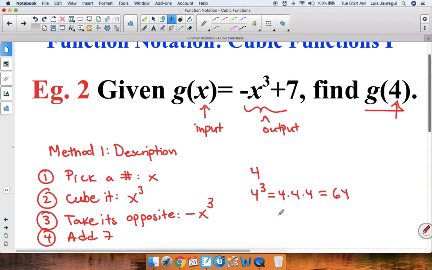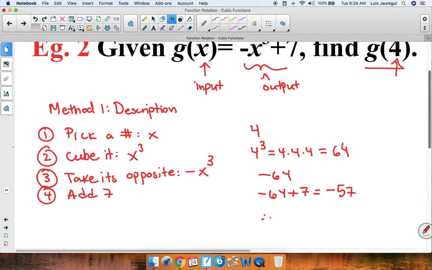Then take its opposite. So the opposite of 64 is negative 64. And let's add 7. So we have negative 64 plus 7. Now that becomes negative 57. Therefore, we can say that g of 4 is equal to negative 57. Now let's double check our work by using a second method.